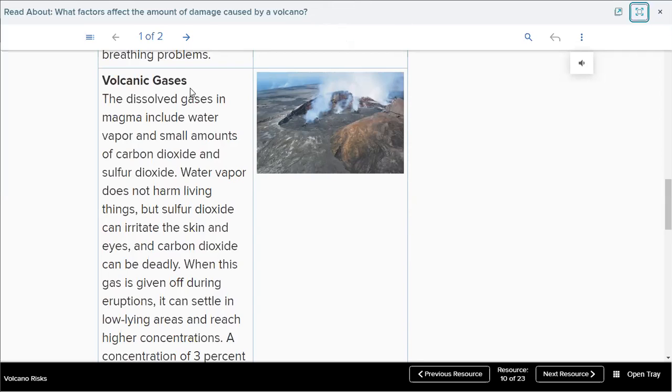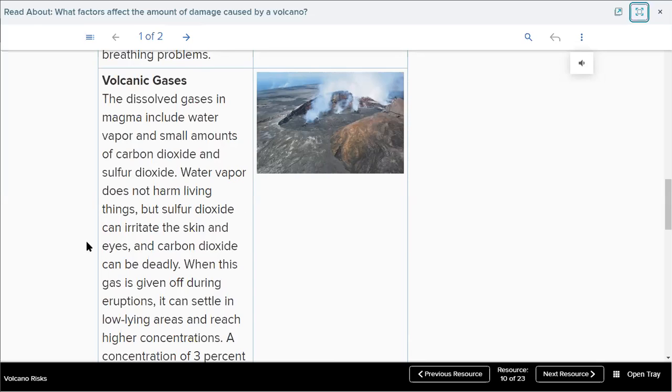So the dissolved gases in magma include what? They include water vapor and small amounts of carbon dioxide and sulfur dioxide, and sulfur dioxide is a very important and very poisonous gas. Water vapor doesn't harm living things.